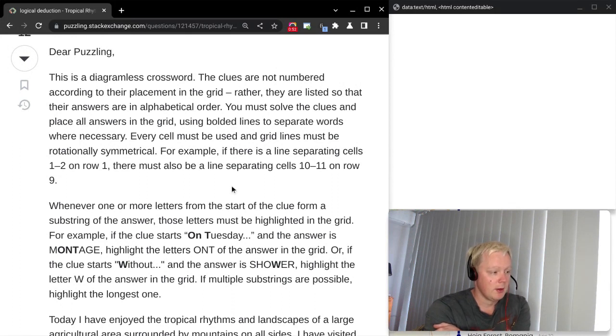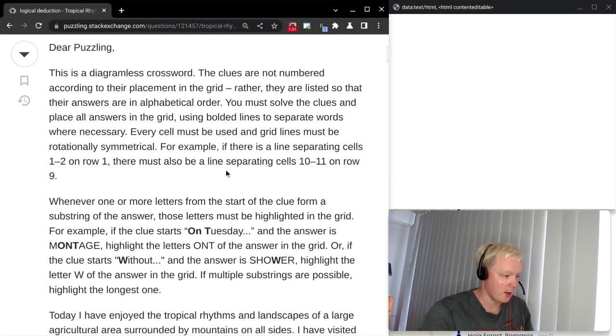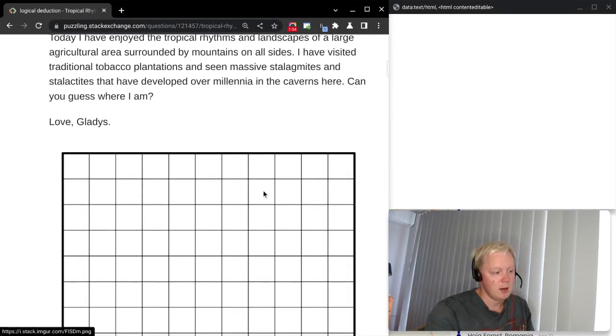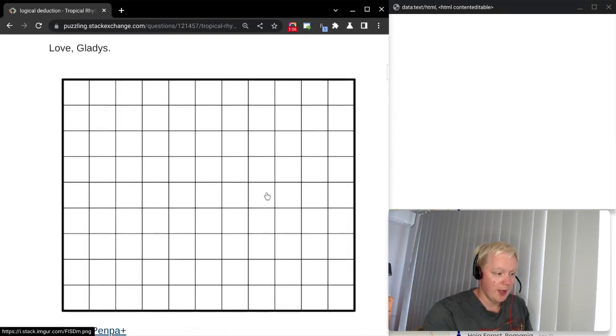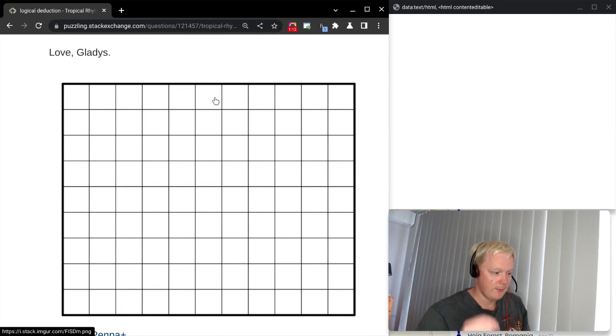For example, if there is a line separating cells 1 to 2 on row 1, there must be a line separating cells 10 to 11 on row 9. Let's stop there and look at what that means. We have a grid, but we don't have any grid lines or numbers or anything else in there. So how does this work? We're going to have to find a way to determine where the answers go in the grid.